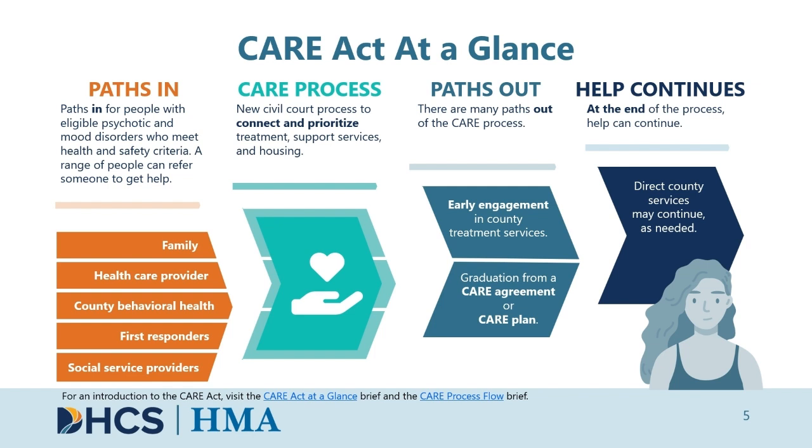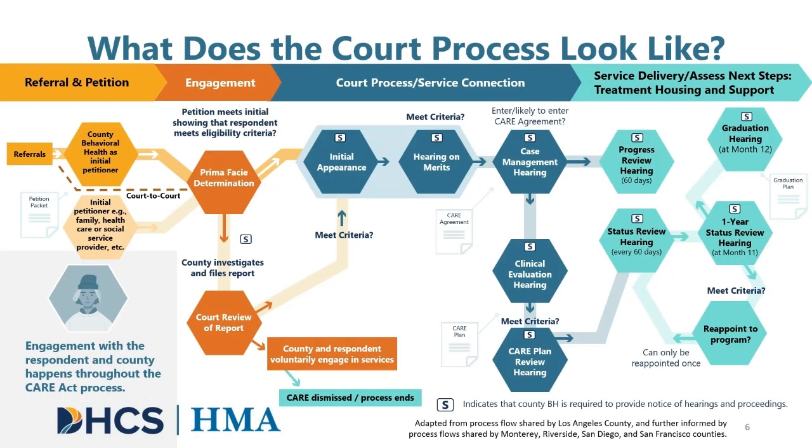Each path begins when someone files a petition, which means that the petitioner believes that someone is eligible and would benefit from additional support. In this process, that individual is referred to as the respondent or the person being connected to services. The goal is to give personalized support that someone would benefit from. So, what does that court process look like?